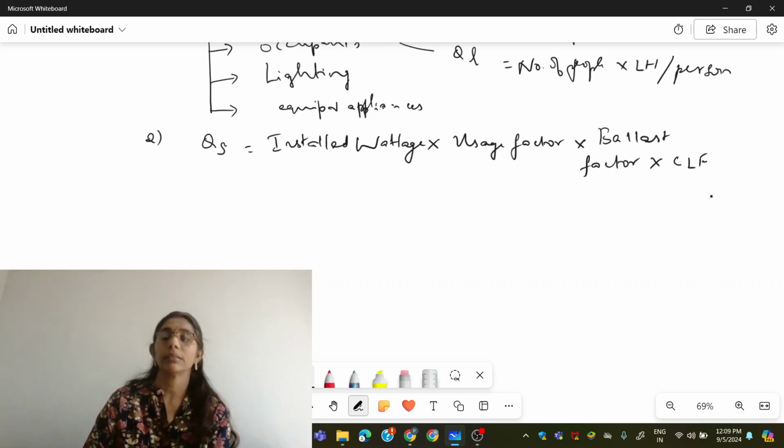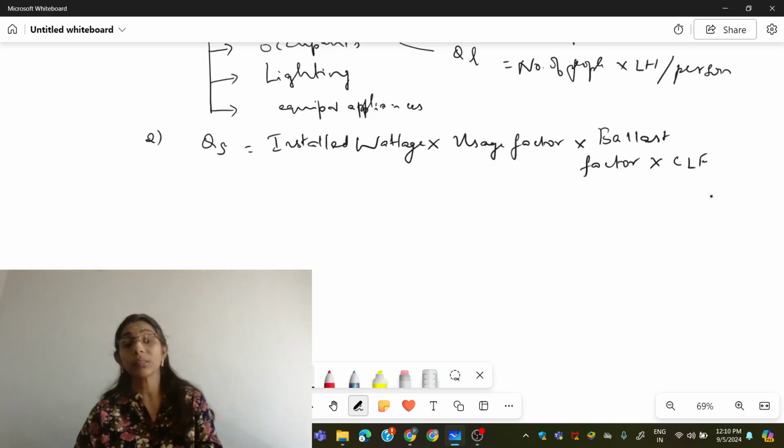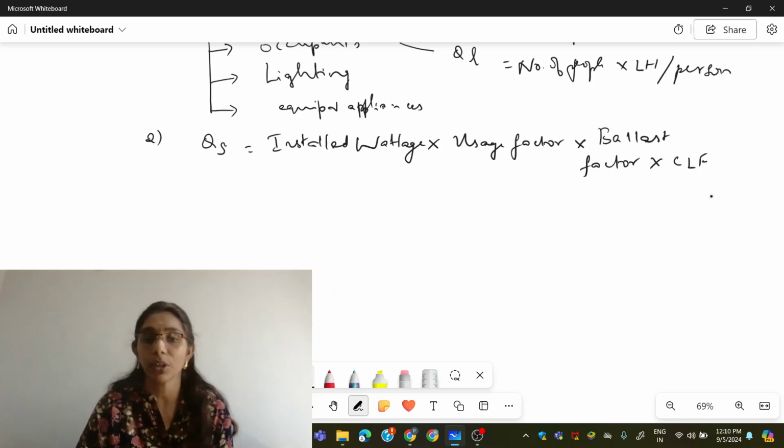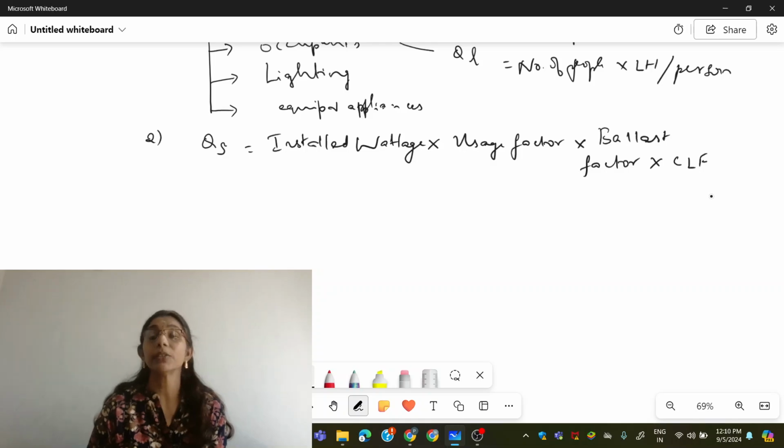Next, you have ballast factor. So this is a load that is imposed by ballast. Ballast is a small device which is used in fluorescent lights. So what is the purpose of this ballast?